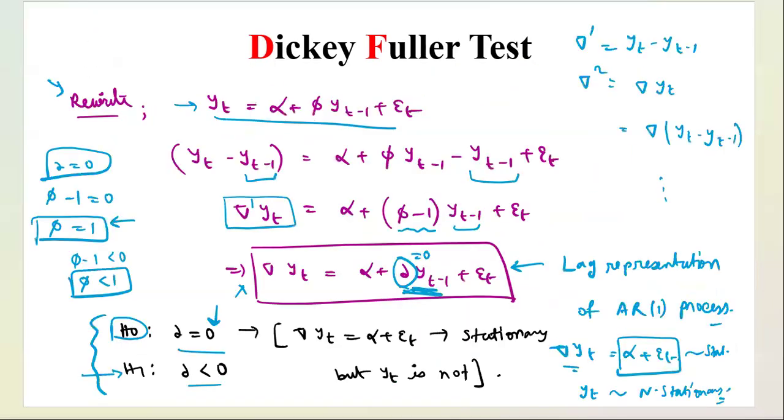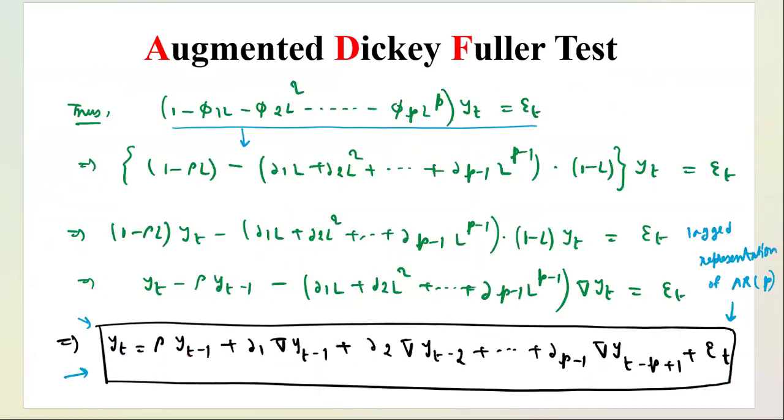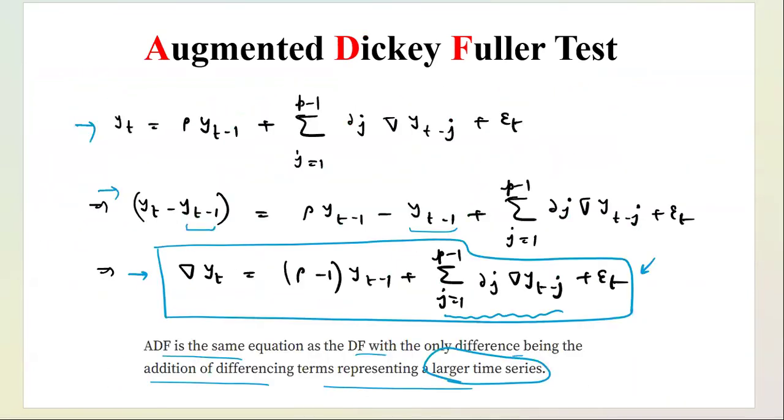Let me get back. So this is the lag representation earlier: Delta yt is alpha plus phi minus 1 times yt minus 1 plus epsilon t. On the right hand side, there is no delta in this representation. But here, on the right hand side as well, you have some lag values. So it's the same as DF, with the only difference being the addition of differencing terms. Lag means differencing. These differencing terms, the lag terms, are added representing larger lags.